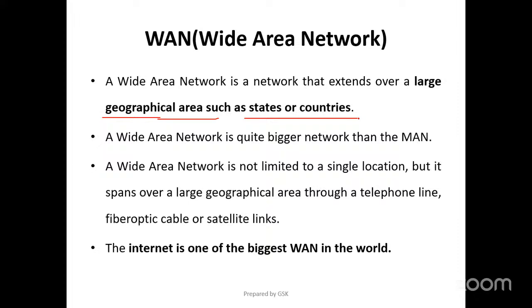A WAN is a quite bigger network than the MAN. Okay, the hierarchy is: the very small network is PAN, the next one is LAN, the next one is MAN, and the next one is WAN. This is the hierarchy regarding their size. So the wide area network is not limited to a single location, but it spans over a large geographical area through a telephone line, or you can use fiber optic cables or satellite lines.